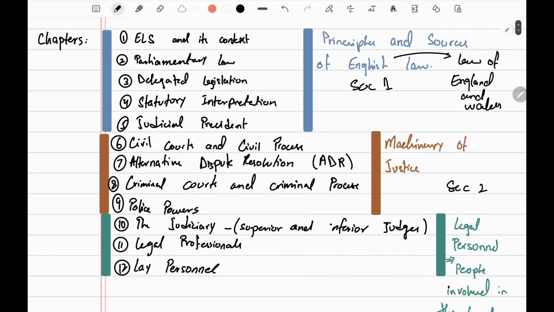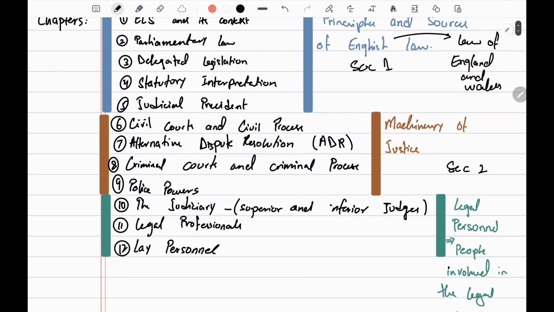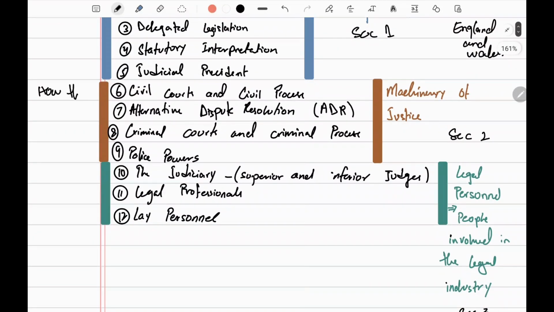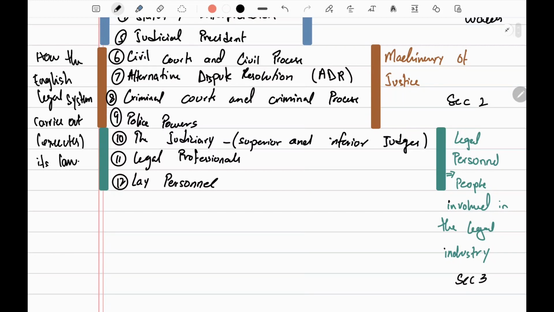And then the second section we have is the machinery of justice. In this section, we will discuss how the English legal system executes its law and how it processes its law, right? So this is the machinery of justice, how the English legal system carries out, executes its law.